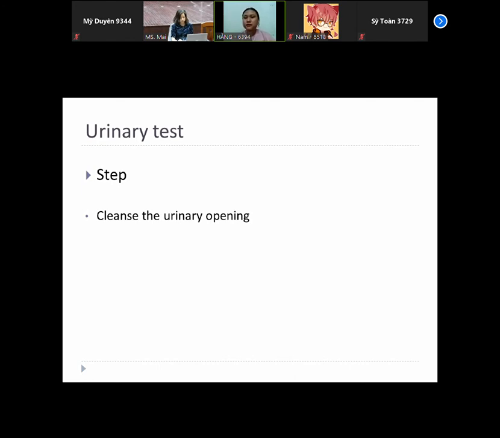This method involves the following steps. First, clean the urinary opening. Women should spread their labia and clean from front to back, and men should wipe the tip of their penis.